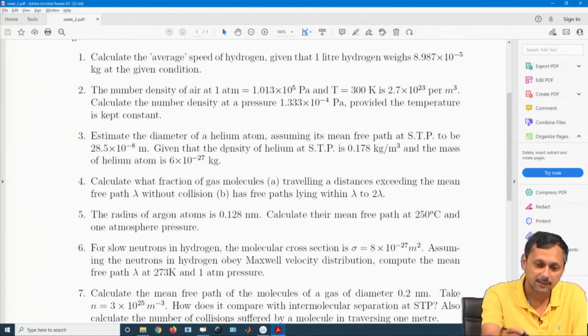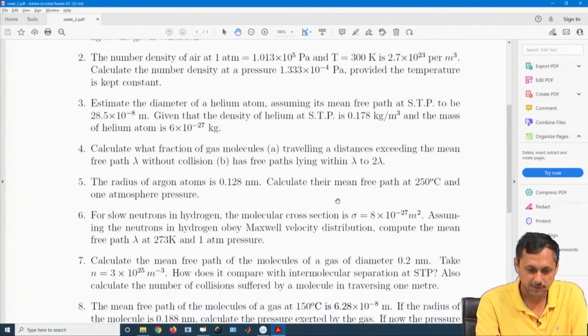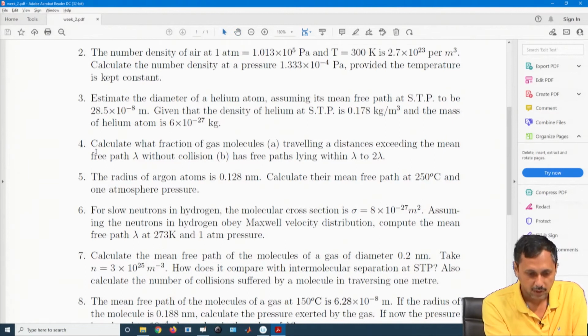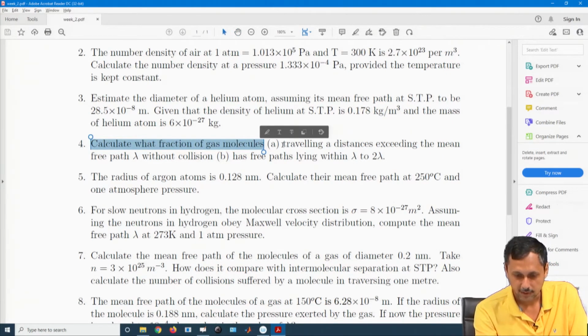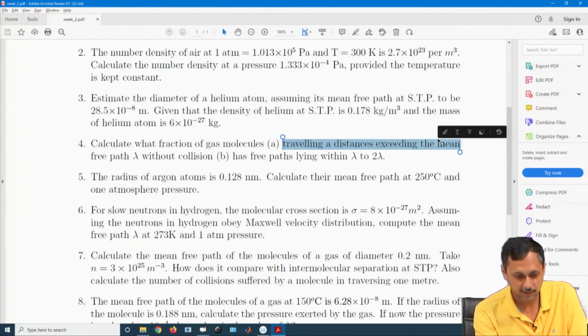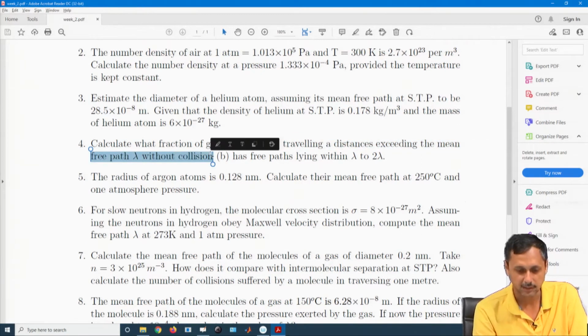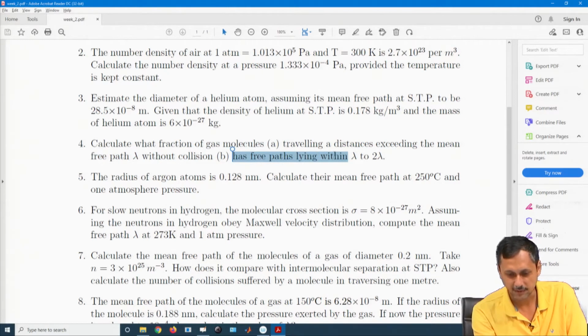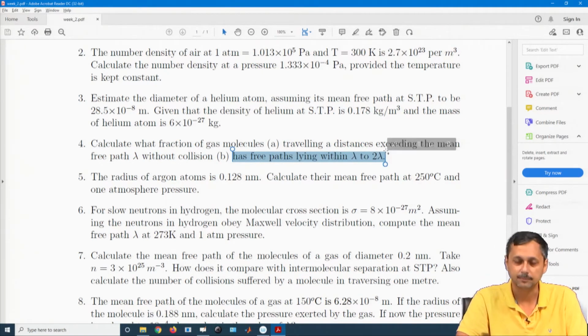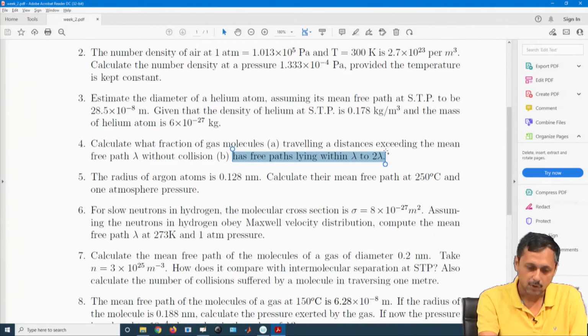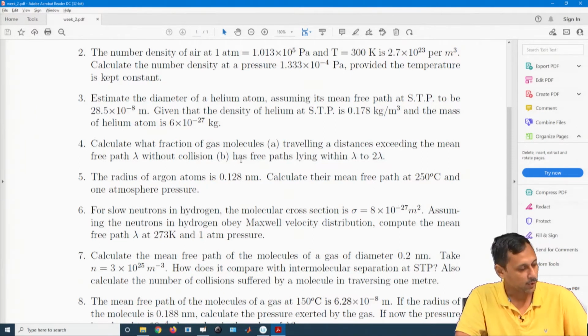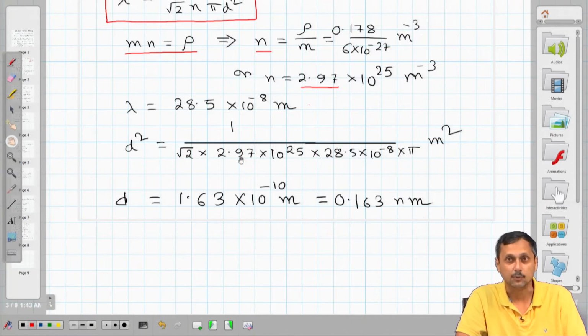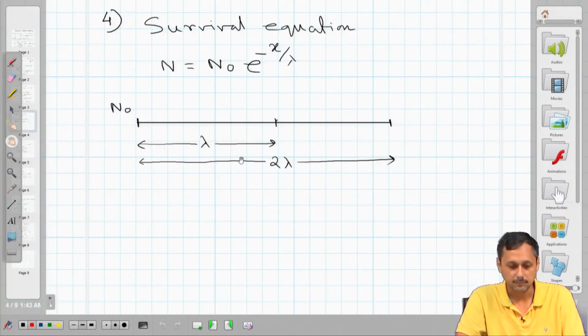Okay. So, with this, let us move to the next problem, which is problem number 4. Calculate what fraction of gas molecules travel a distance exceeding the mean free path lambda without collision, and has free paths lying between lambda and 2 lambda. Okay. So, in order to solve this problem, we have to look into the survival equation.